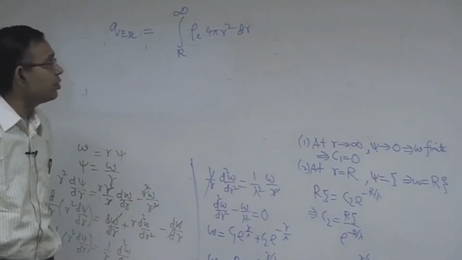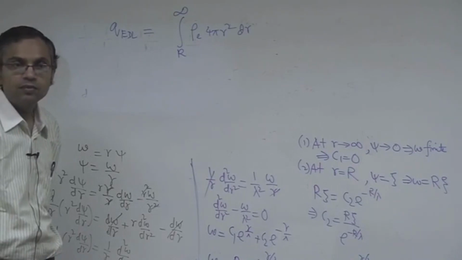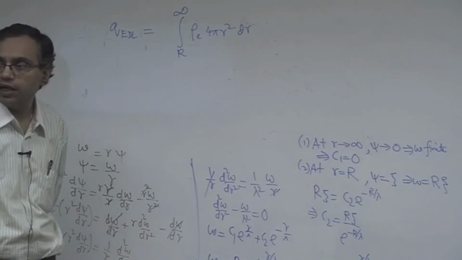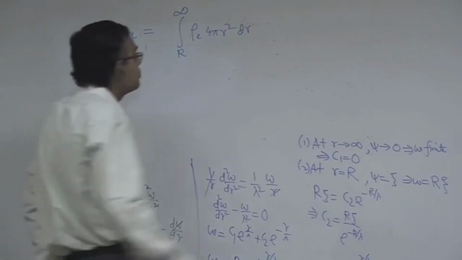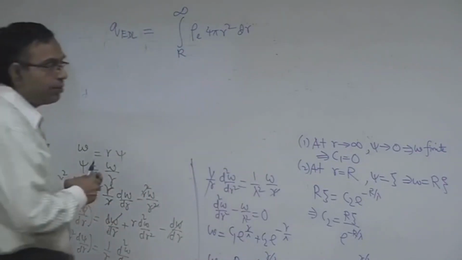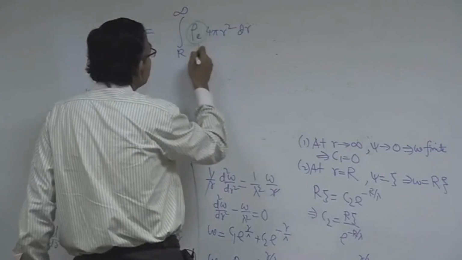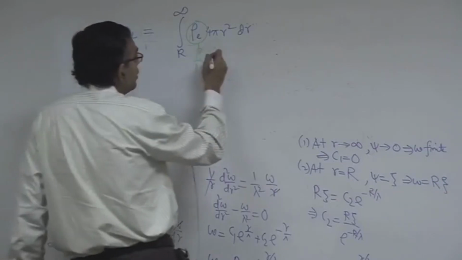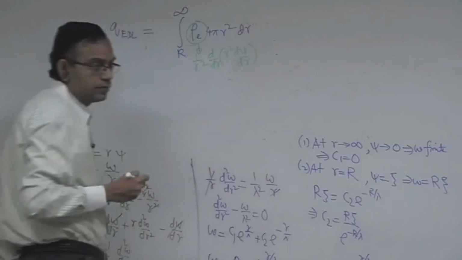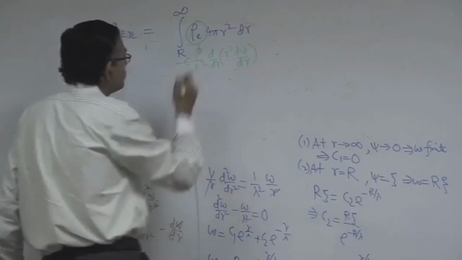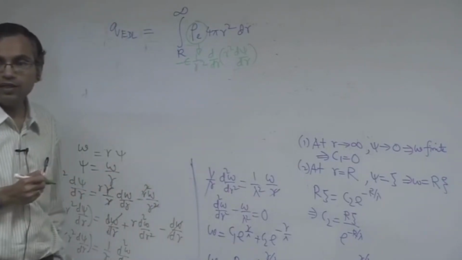Right, rho e into 4 pi r square dr, because dV, the elemental volume, is 4 pi r square dr in the spherical space, from radius equal to capital R to radius equal to infinity. Now what is rho e? It is 1 by r square d dr of r square d psi dr, this into minus epsilon. This is the Poisson equation.